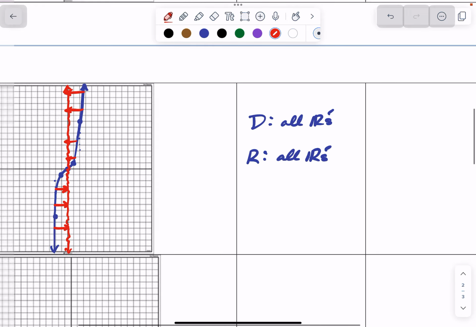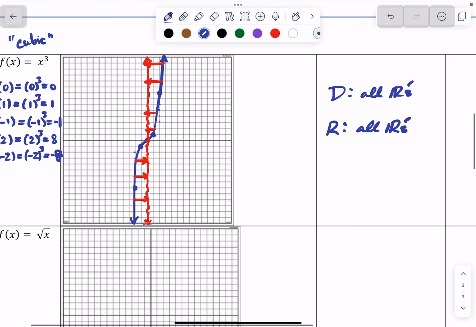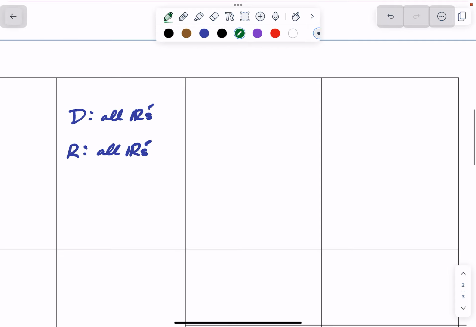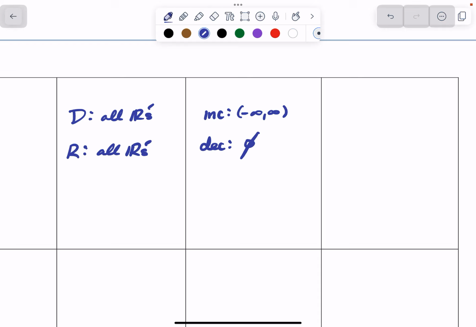All right, increasing, decreasing. Increasing, again, imagine your hiker guy always moving left to right. So here he is. He's going uphill here. And then here he is again. He's going uphill again. It looks like he's always going uphill, even when he's at the origin, right? The origin, he's also moving uphill. Which means we are increasing everywhere, right? So we would say increasing negative infinity to infinity, decreasing nowhere. That's the null set, or you could say none.